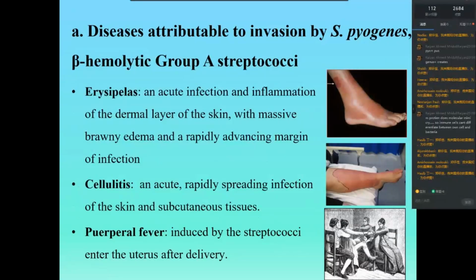Okay, another group of disease is due to invasion by group A Streptococcus. They can lead to streptococcal toxic shock syndrome, including shock, bacteremia, respiratory failure, and multi-organ failure. And this is the toxic shock syndrome. And also scarlet fever.